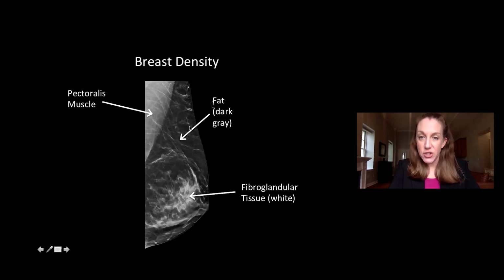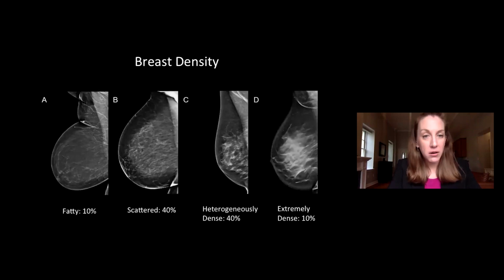This is what it translates to on mammography. So you can see the dark gray here, that is fat, in contrast to the very bright white appearance of fibroglandular tissue. That's the tissue which cancers arise from. And of note, cancers also typically appear bright white. Thus, you can understand why dense tissue could potentially mask breast cancers on mammography.